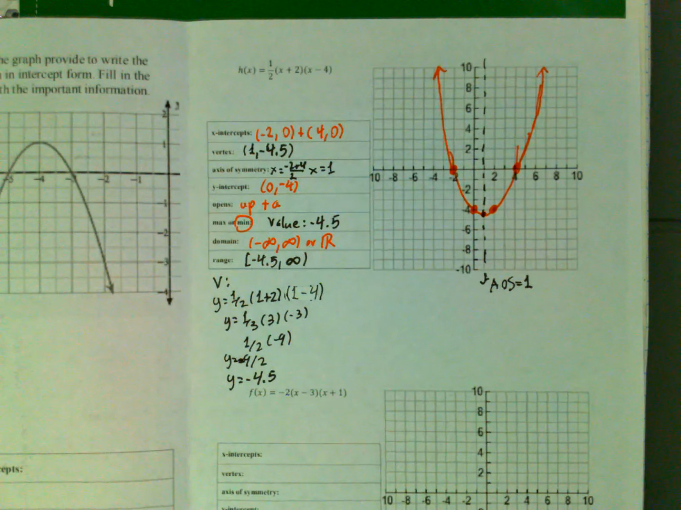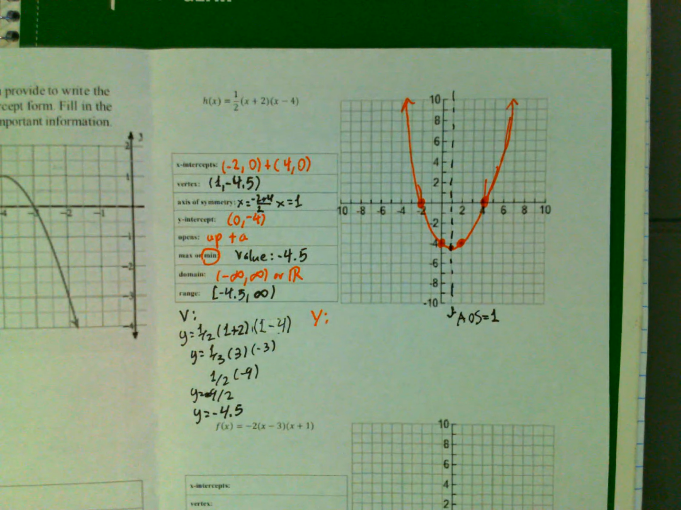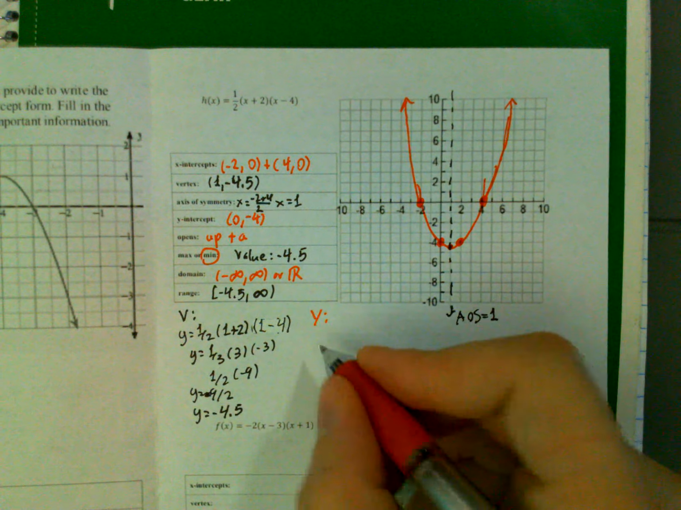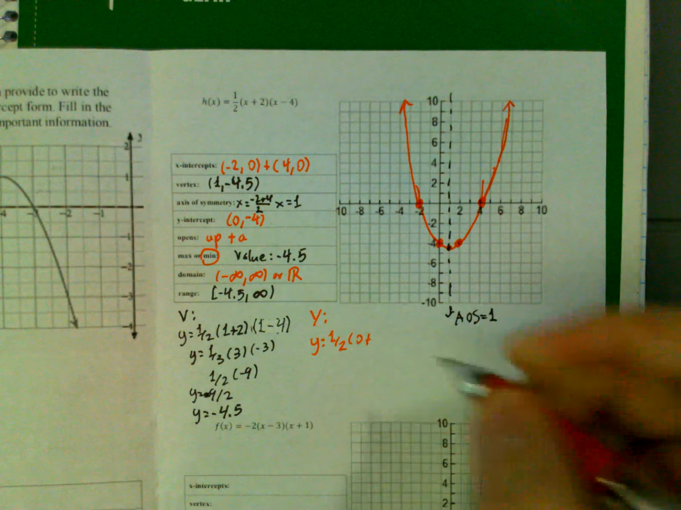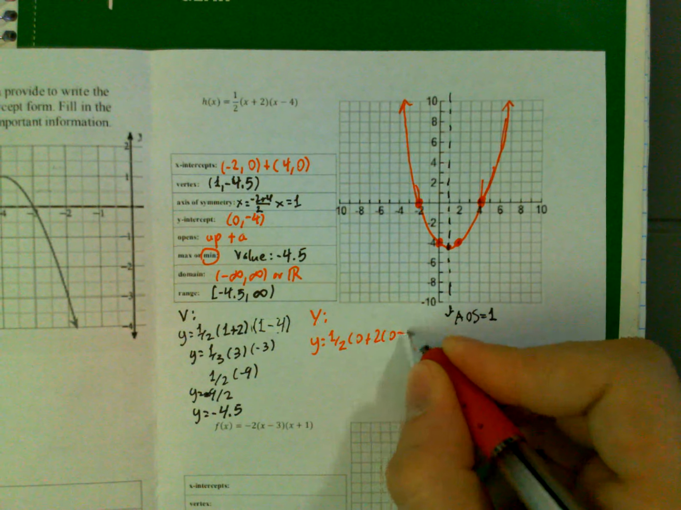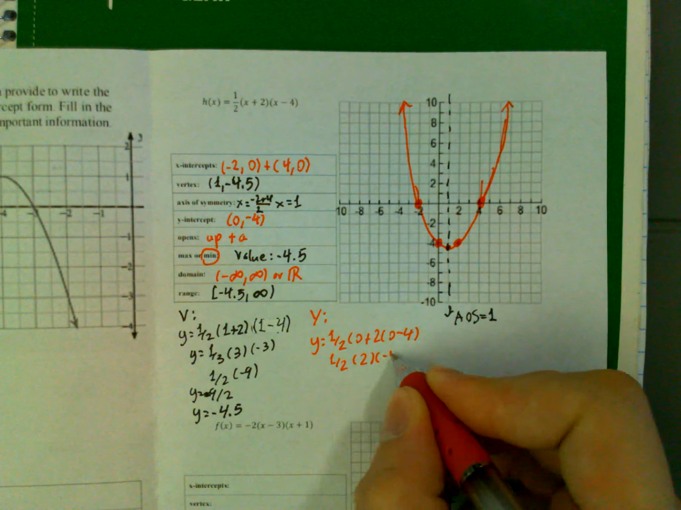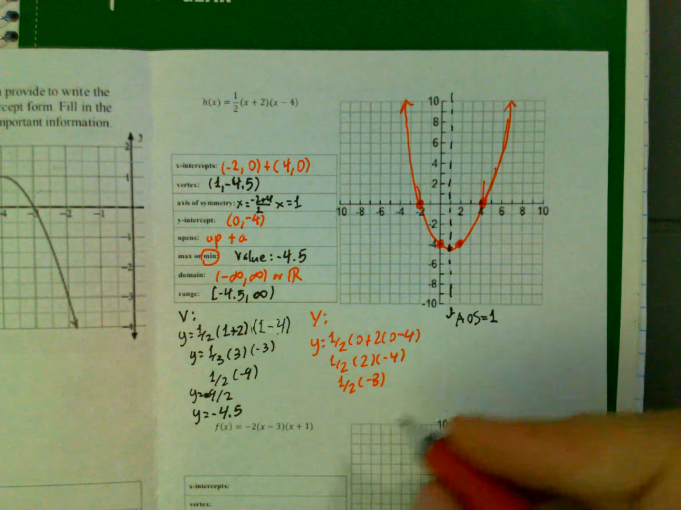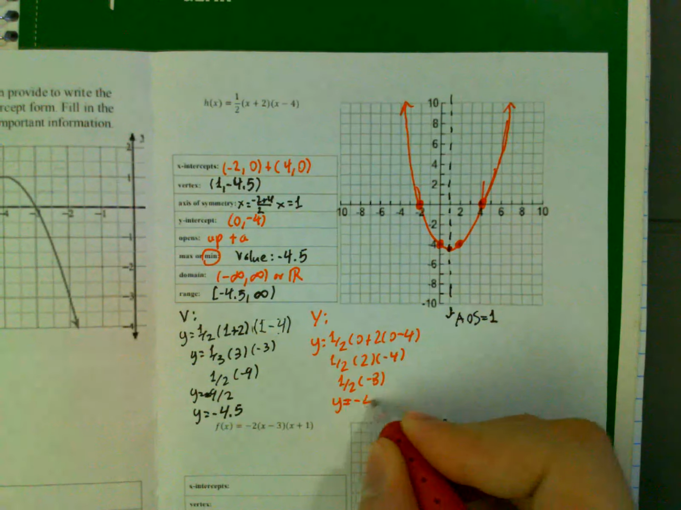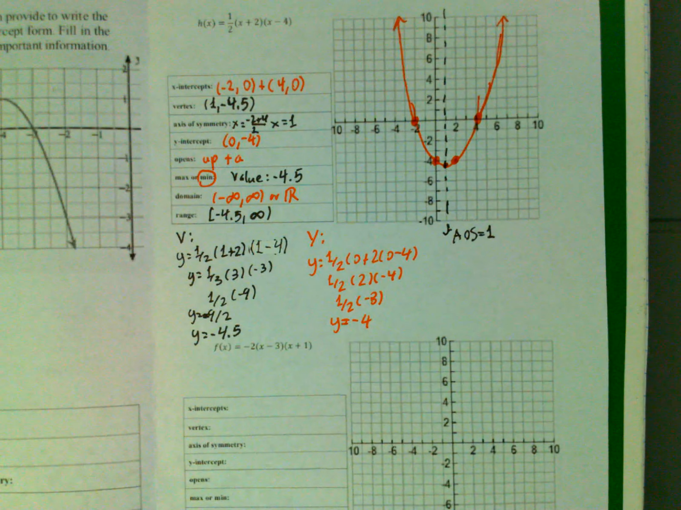Okay, and for my other one, which is my y-intercept, remember we find y-intercepts by plugging in 0 for all my x's. So 1/2 times (0 plus 2) times (0 minus 4), I get 1/2 times 2 times negative 4, I then get 1/2 times negative 8, and I get y equals negative 4.